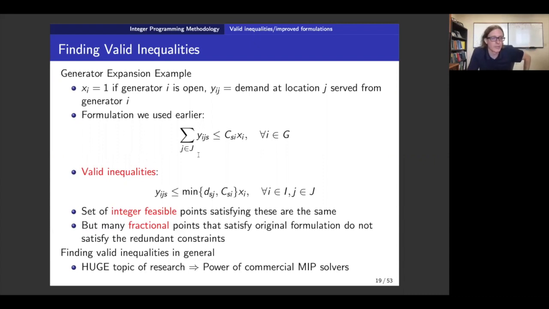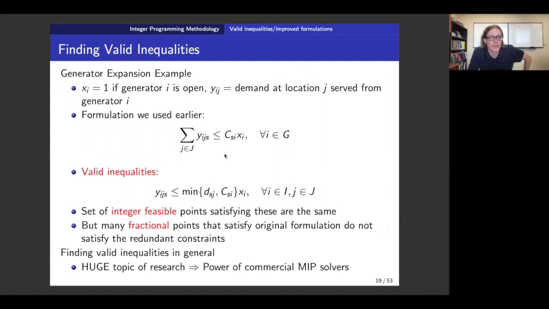So remember, I have these binary variables that indicate if each generator is open, and these y_ij variables indicating the demand at location j served from generator i. And in our formulation, we had constraints that looked like this, and this is for the stochastic formulation where I have scenarios s.